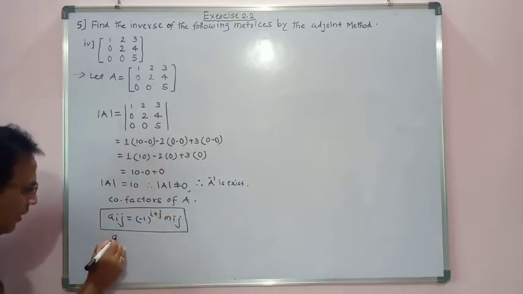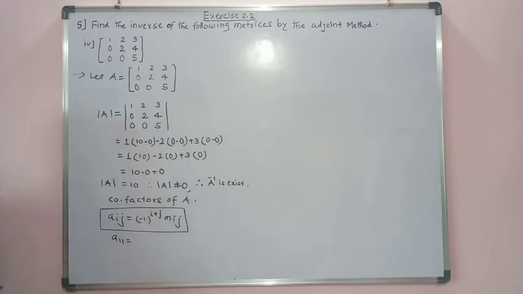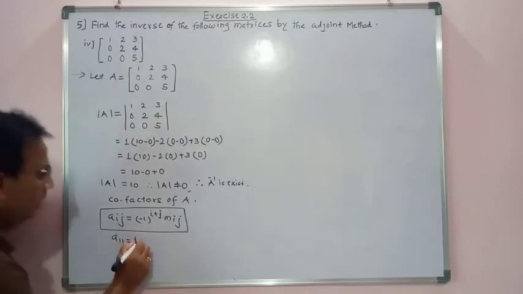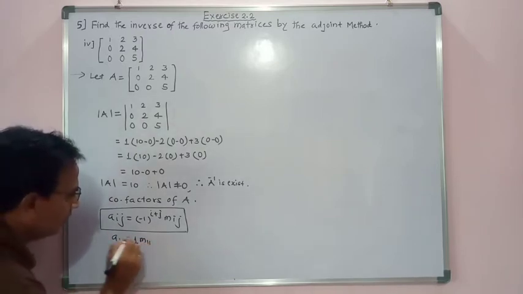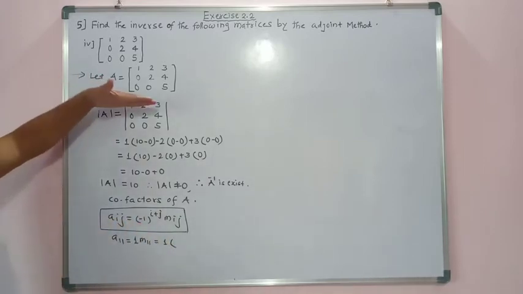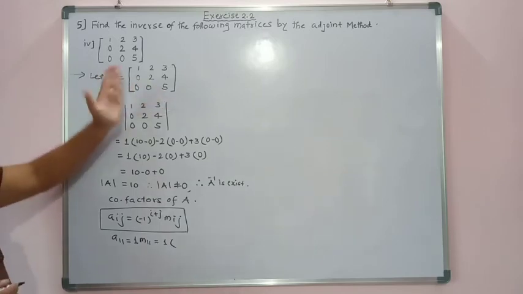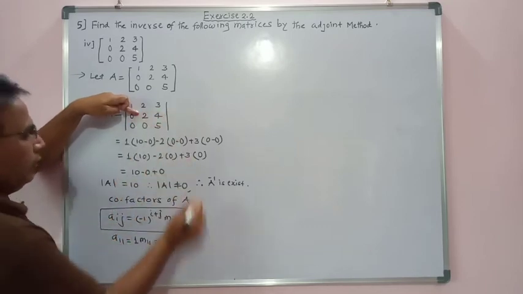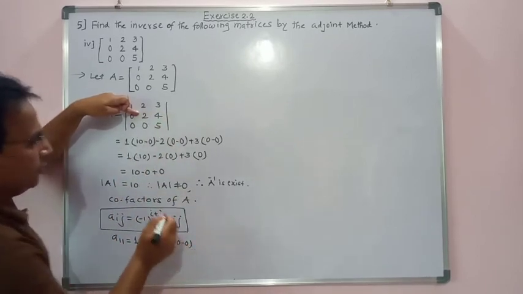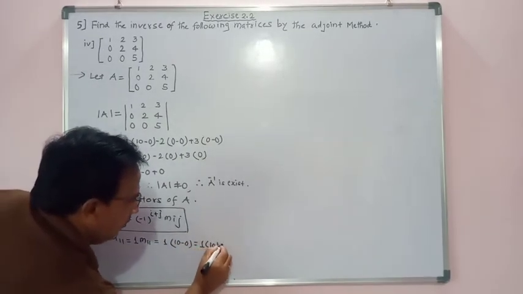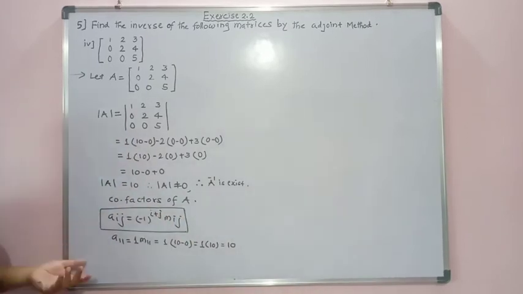Therefore, the first cofactor is A11. 1 plus 1 is 2, and 2 is an even number, so we use plus 1 into M11. What is the value of M11? Leaving the first row and first column: 2 into 5 is 10 and 0 into 4 is 0, 10 minus 0. Therefore 1 into 10 minus 0 is 10. The first cofactor is 10.